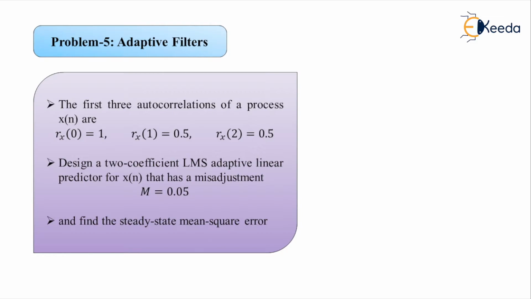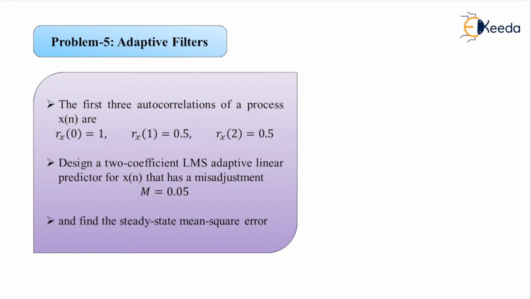Now if you look at the given information, we have to deal with a discrete time random process, denoted by x of n as usual, and the information regarding the autocorrelation sequence is provided to us. The three samples we have been provided. So this is just the formation of the autocorrelation sequence. We have the 0th value, first value, and the second value from the sequence. These are 1, 0.5, 0.5.